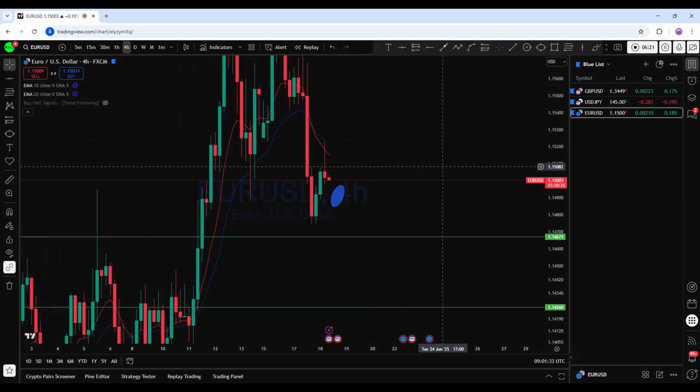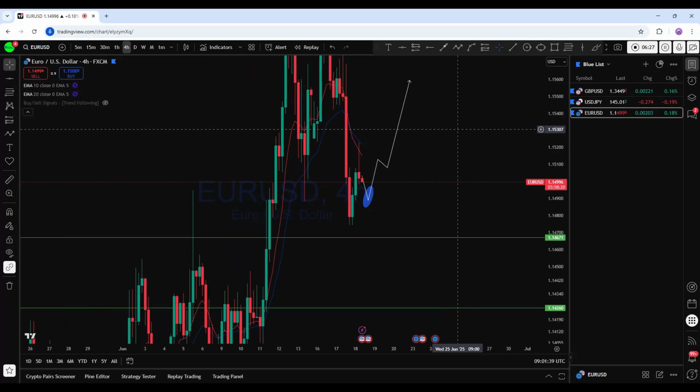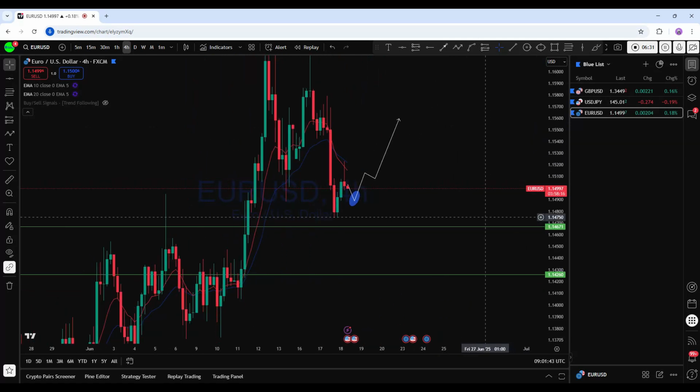So on euro dollar we will be waiting for a pullback and then for the market to return back again in the major direction of the trend. So these are the potential trade setups on these three instruments, traders.